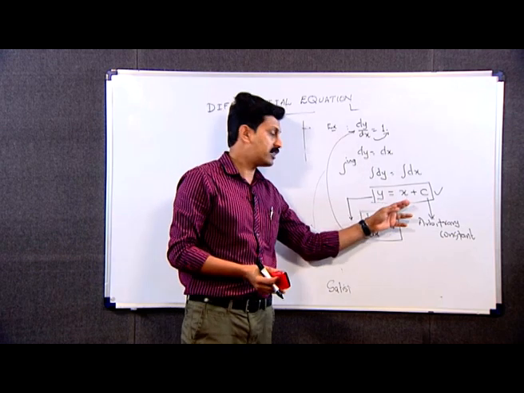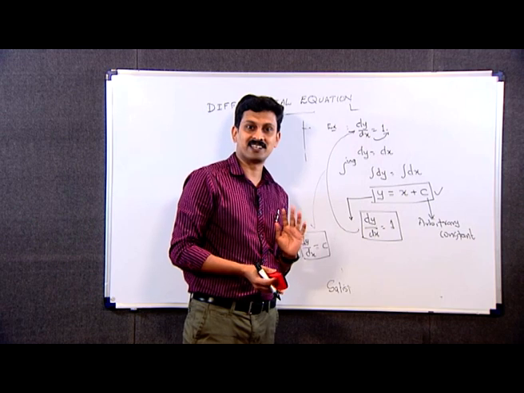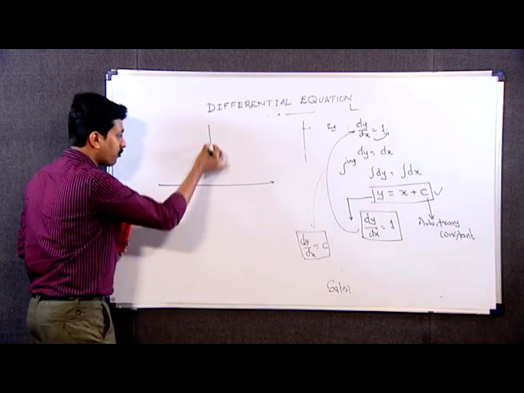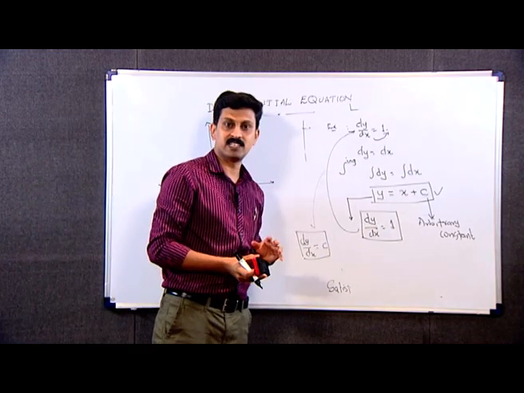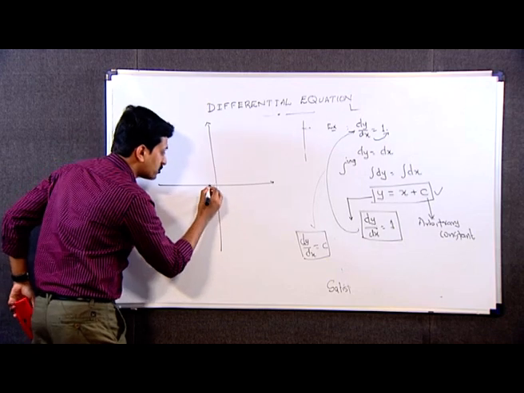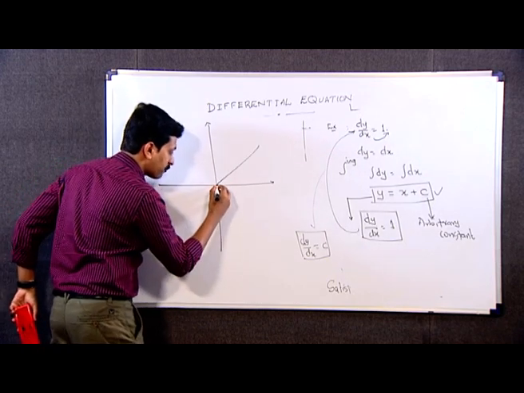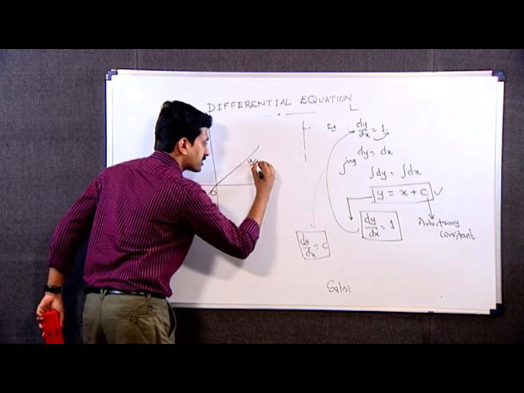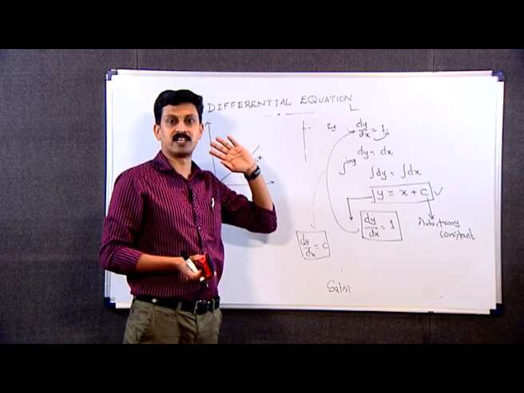From the early standards, we know that y is equal to x plus c is an equation of a straight line with slope 1 and passing through the y intercept c. So, if c equal to 0, what will happen? That is a straight line with slope 1 passing through the origin. This is y is equal to x. This is also a solution of this differential equation.